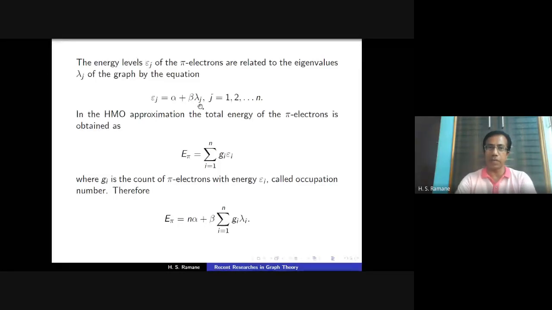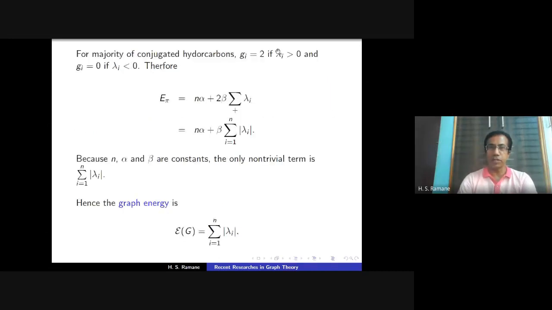In the HMO approximation, the total pi electron energy is the sum of gi into epsilon i, where gi is the occupation number. If you replace epsilon i with alpha plus beta lambda j, you get the total pi electron energy as n alpha plus beta into the summation of gi into lambda. In most cases, gi is 2 if lambda is positive, otherwise 0. If lambda is less than 0, it is 0.